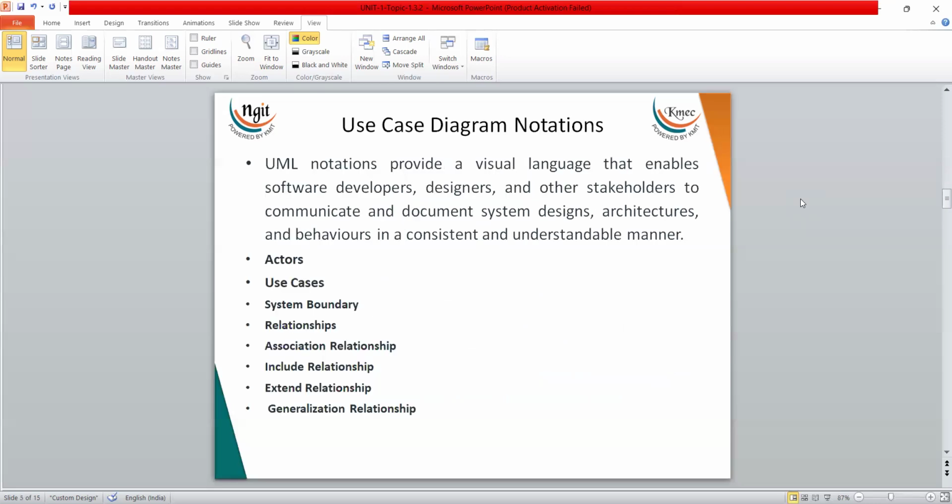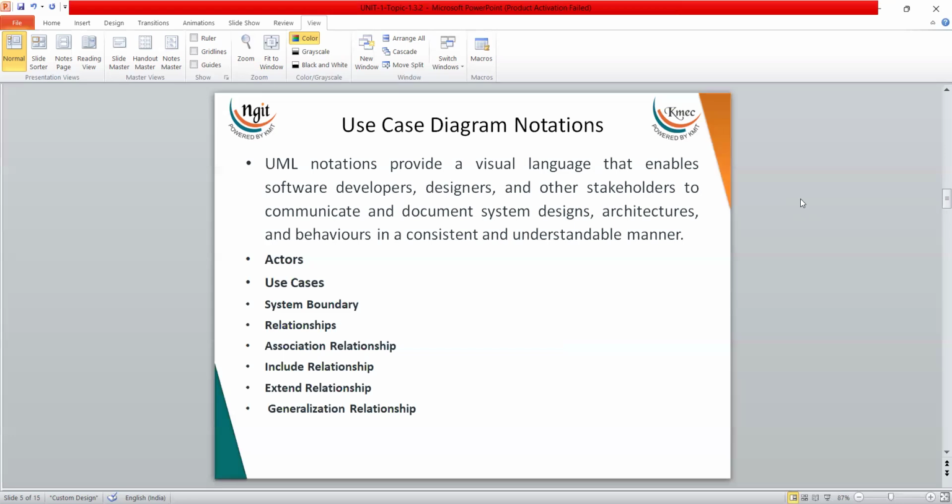So coming to the notations of the use case diagram. UML notations provide a visual language that enables software developers, designers, and other stakeholders to communicate and document system designs, architecture, and behaviors in a consistent and understandable manner. So this model is helpful to communicate among the stakeholders, designers, developers, and whoever is going to develop the project.